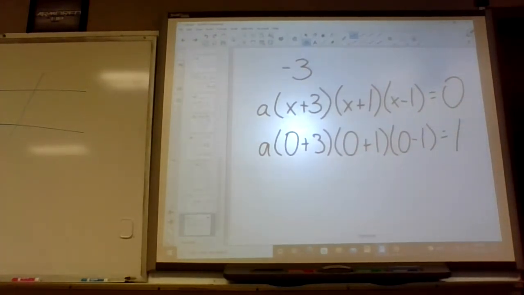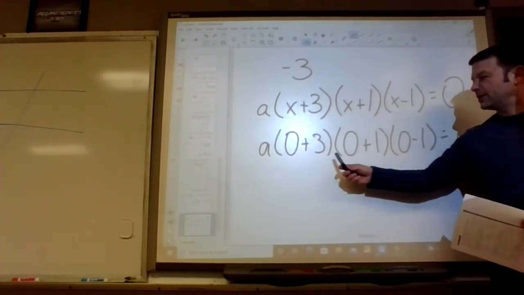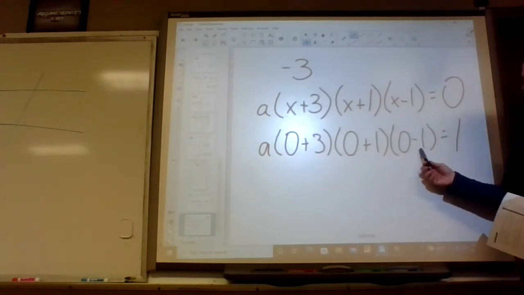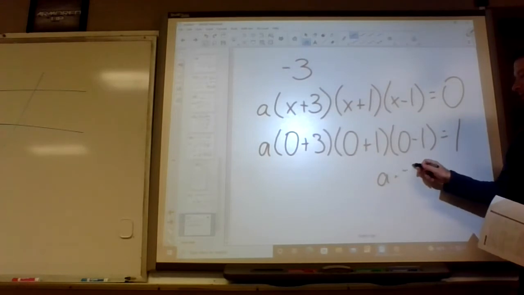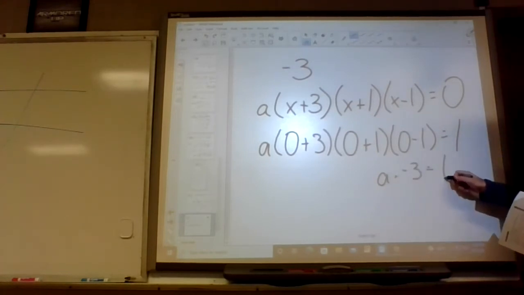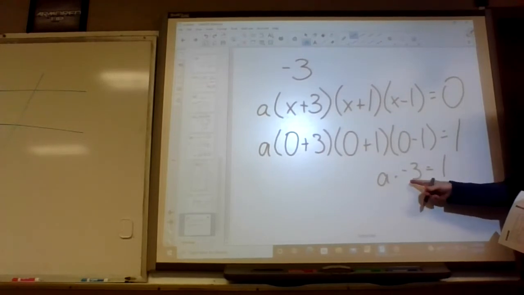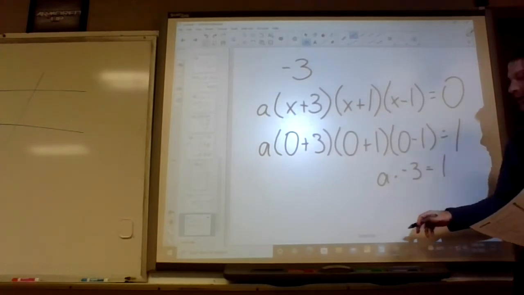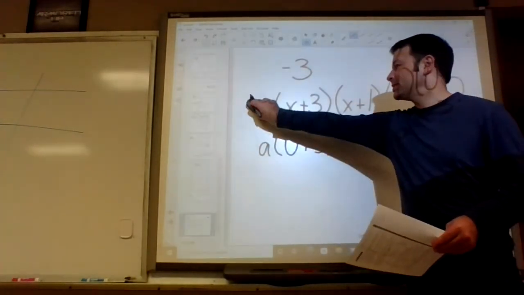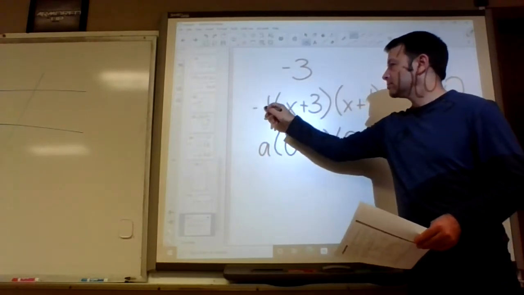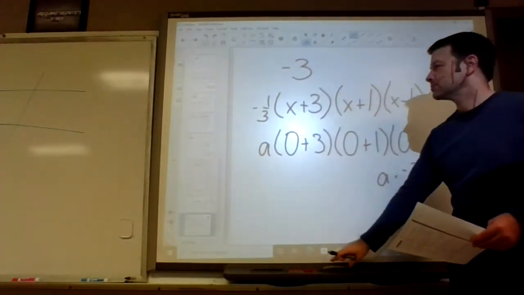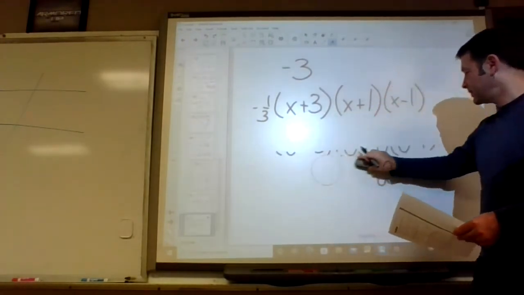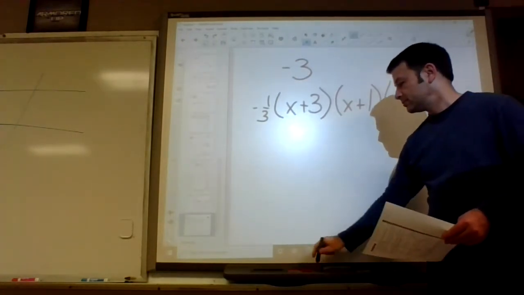Okay, this is 3 times 1 times negative 1. So a times negative 3 equals 1. So a equals negative 1/3. That would make it happen. So the answer would just be this, with the negative 1/3 right there. I guess if we want function notation, we could call it f of x equals. Don't get ahead of yourself.